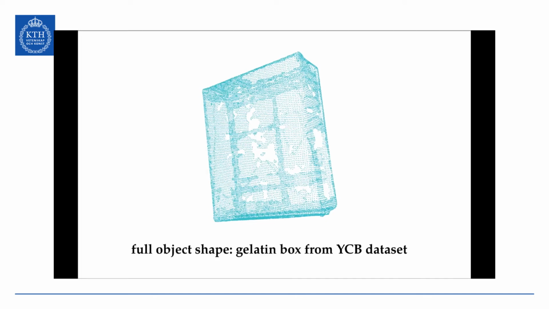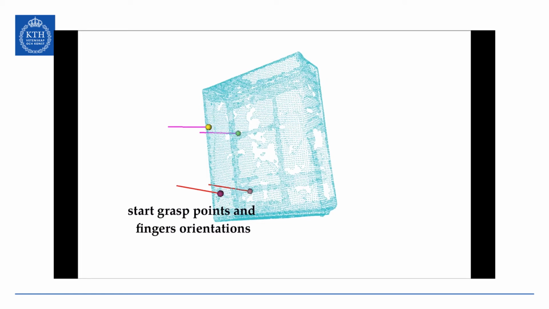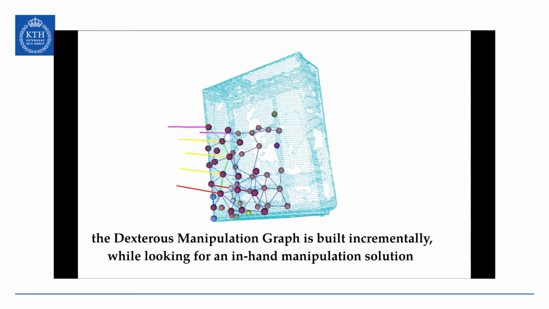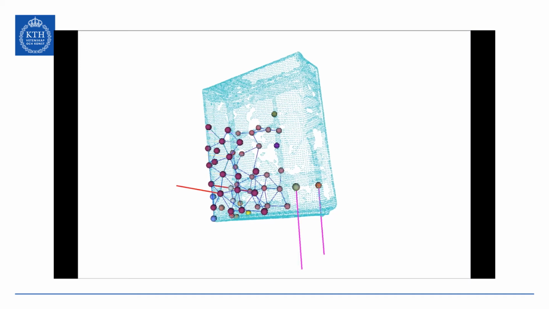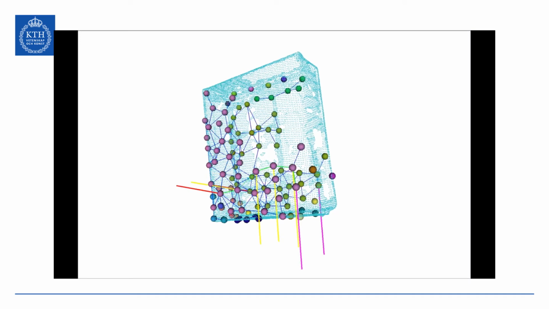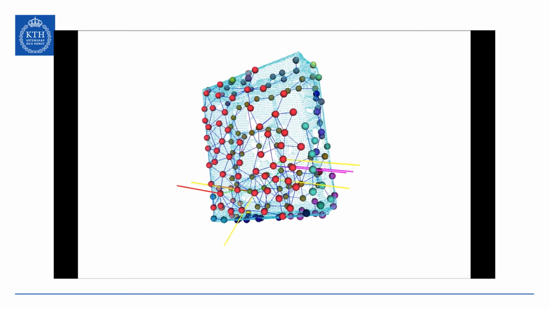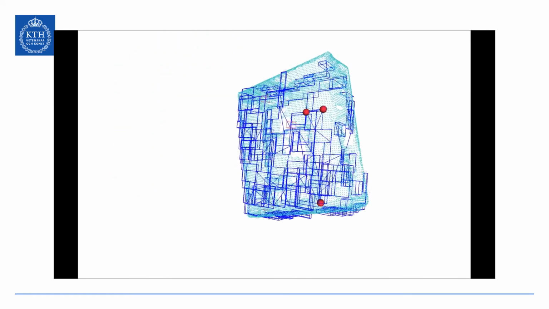This video shows an example of building the DMG while looking for an in-hand manipulation solution. The initial grasp points and fingers orientation are shown in red and the desired ones in magenta. The nodes are expanded until a solution is found. The green path shows the motion of the fingertip, and the yellow lines correspond to the finger's orientation along this path. The grasp components are expanded and merged as new tasks appear or as the search goes on. In this video, each node's color represents its component.